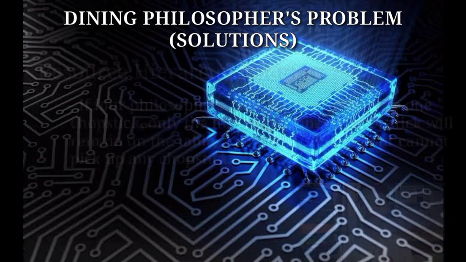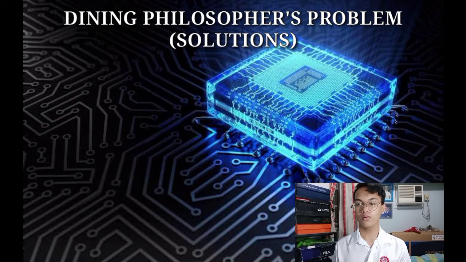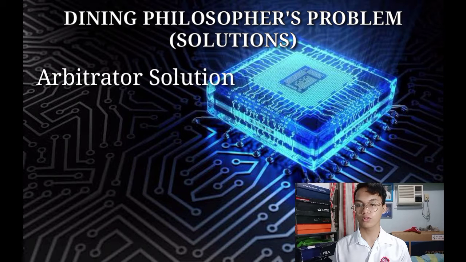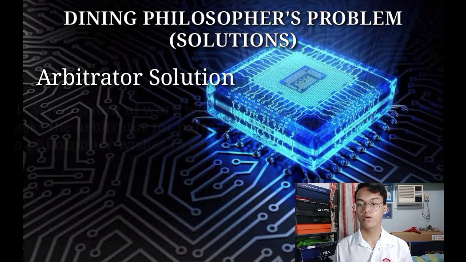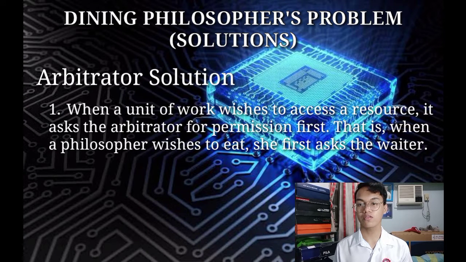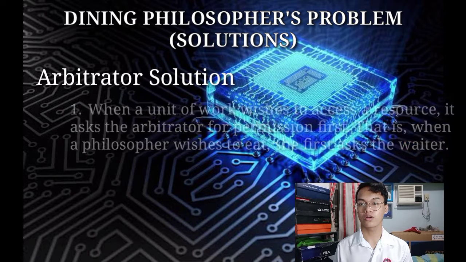The second solution is the arbitrator solution. The idea of this solution is to introduce a third party that monitors the usage of resources. In this case, we would properly call it a waiter. The principles are as follows. First, when a unit of work wishes to access a resource, it asks the arbitrator for permission first. That is, when a philosopher wishes to eat, she first asks the waiter.